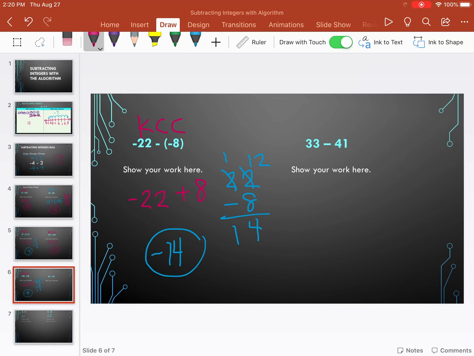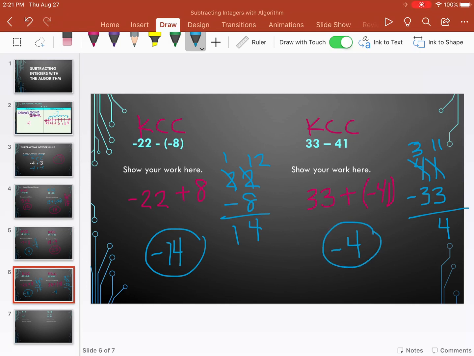Okay, then for the next one, keep, change, keep 33, change it to addition, change that positive 41 to a negative 41. Now follow my addition rules. So different sign, subtract, 41 minus 33. Go ahead and borrow. And I get 4. Keep the sign of the larger number, right? So 41 was larger, it was negative, so negative 4 is my answer.